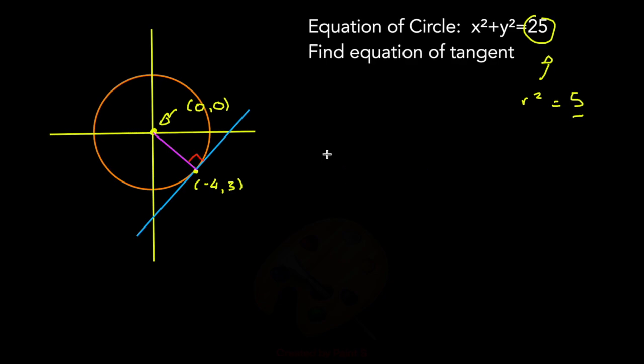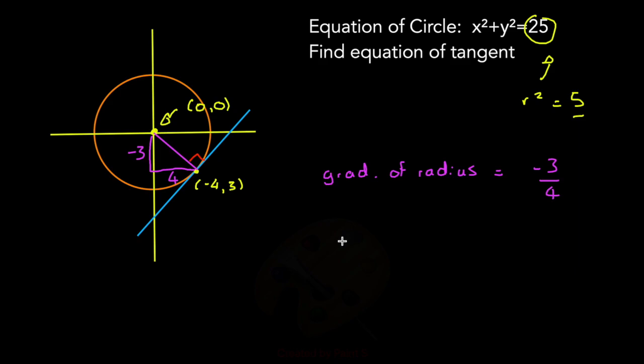So back to the question. The gradient of the radius would be y/x. So that's -3/4, right? Because we're going down 3 and to the right 4. So the gradient of the radius is -3/4.